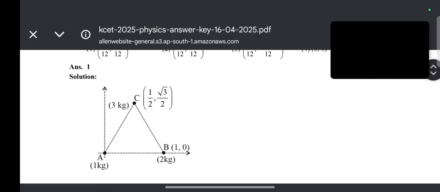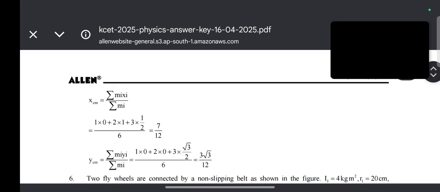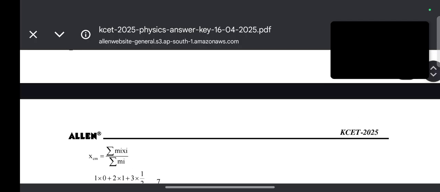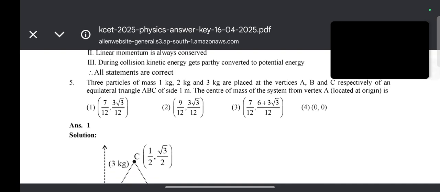This is the solution where the formula is x cm equals sigma mi xi by sigma mi. So 1 into 0 plus 2 into 1 plus 3 into 1 by 2, by 6. Therefore it is equal to 7 by 12. Therefore y cm is equal to sigma mi yi by sigma mi, so 1 into 0 plus 2 into 0 plus 3 into root 3 by 2, by 6. Therefore it is equal to 3 root 3 by 12. So the correct answer is option 1.